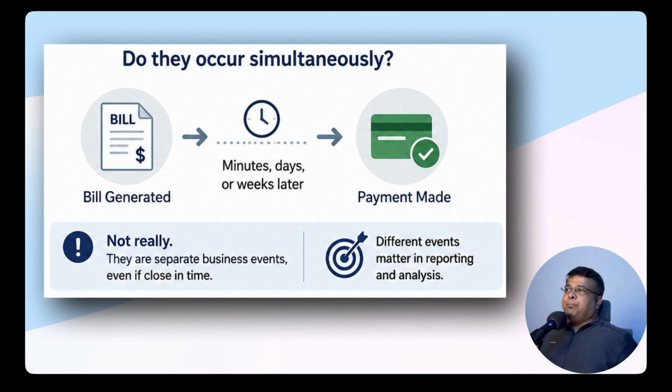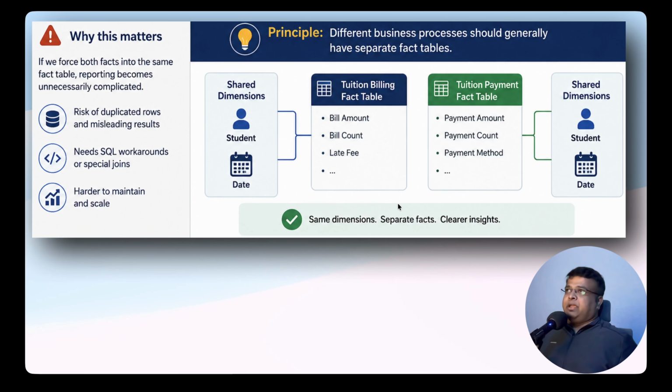Why? Because billing and payment are actually two separate business processes, and that leads to a very important principle in dimensional modeling. That is, different business processes should generally have separate fact tables. So in this scenario, we would create a student billing fact table and a student payment fact table. Both tables can still connect to the same dimension tables like student and date, but the measurements themselves stay separate because the business events are separate as well.